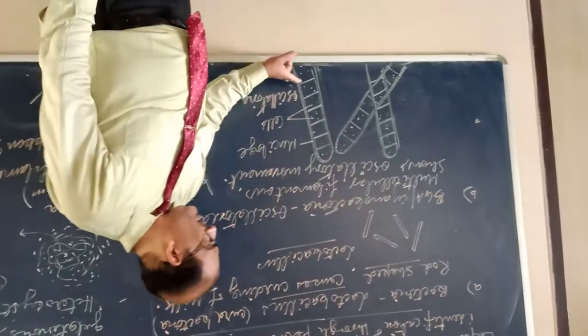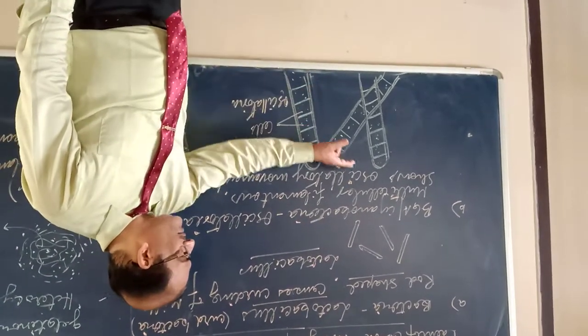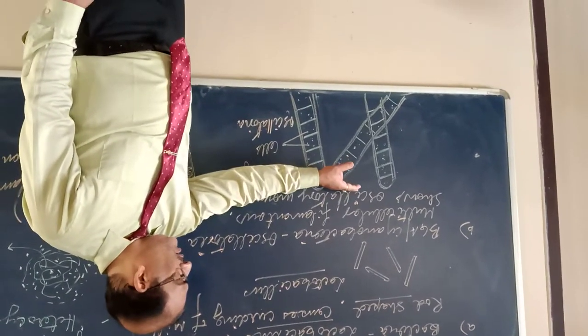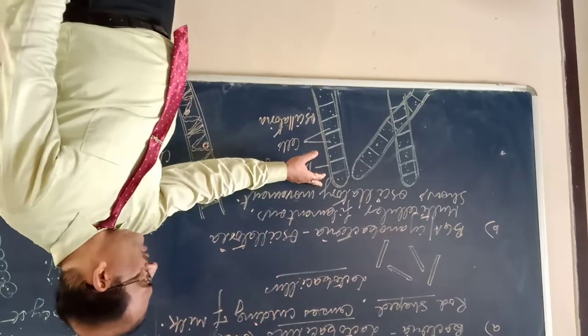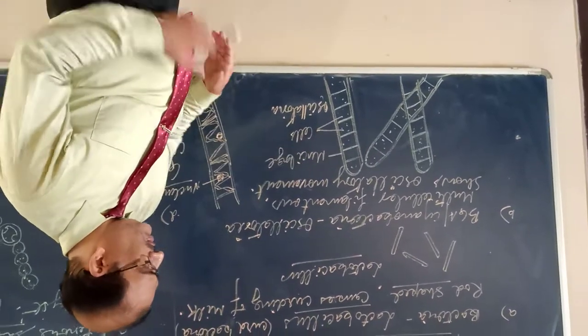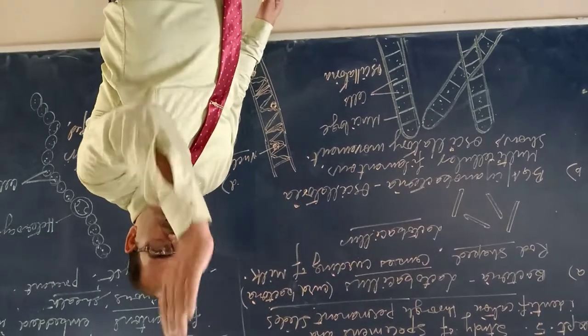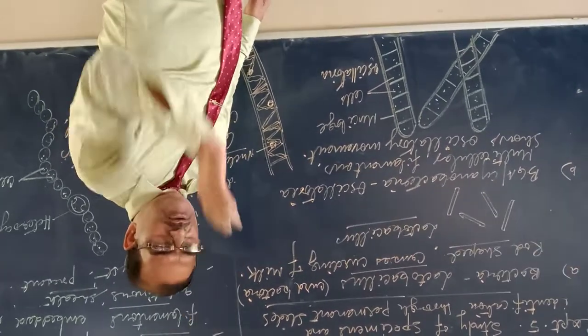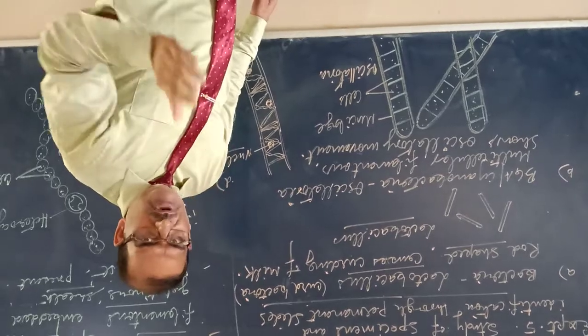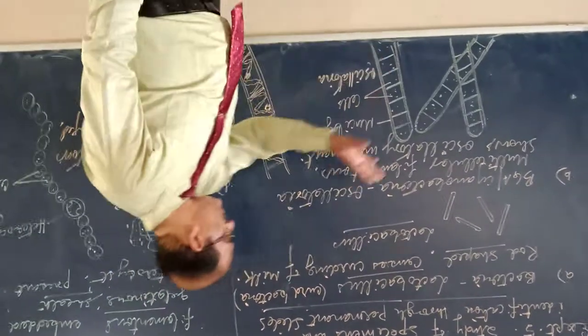It is filamentous and it shows oscillatory movement, like this kind of movement. Hence the name Oscillatoria. It oscillates like this. Hence the name Oscillatoria, a kind of BGA.